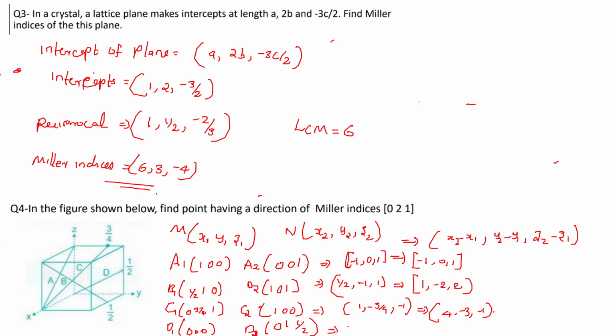Now the last one, it will be 0, 1, 1 over 2. So your Miller indices will be 0, 2, 1. So for this question, this is the answer. So you have to just subtract and find the reciprocal. So the Miller indices procedure is this one. You have to find the intercept of the plane, take the reciprocal and make it a proper whole number. That's what I have given here.